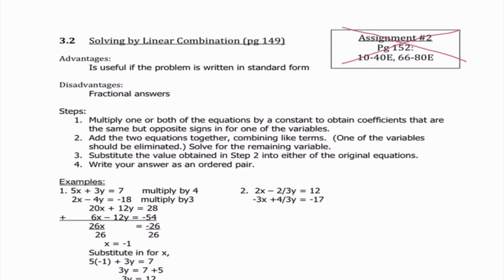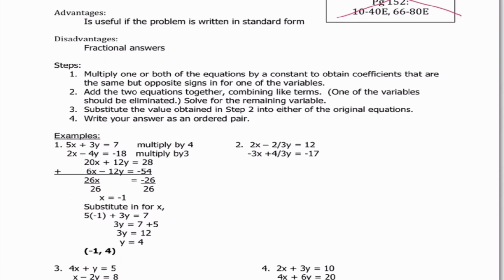So I'm going to multiply one or both of the equations by a constant to obtain coefficients that are the same but opposite signs. For example, as we walk through our steps, I'm going to show us on example 1 here, which is done out for us. I decided on this particular problem to eliminate my y's, so I multiplied this first equation by 4, and I multiplied this second equation by 3. These are my two new equations. Now we can see these y's are both 12, but they are opposites.